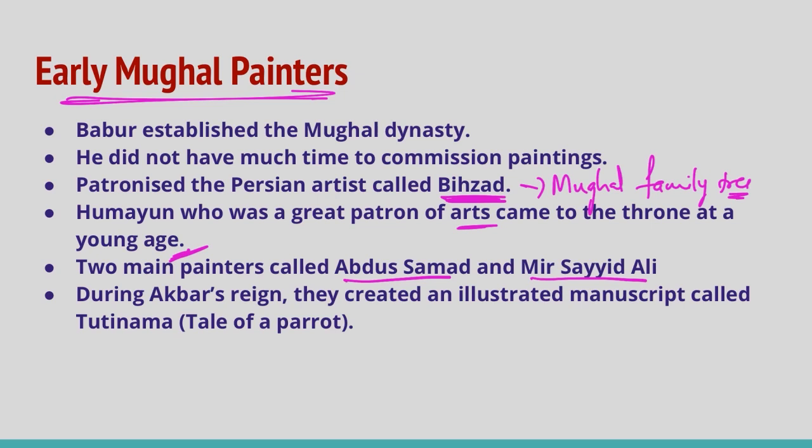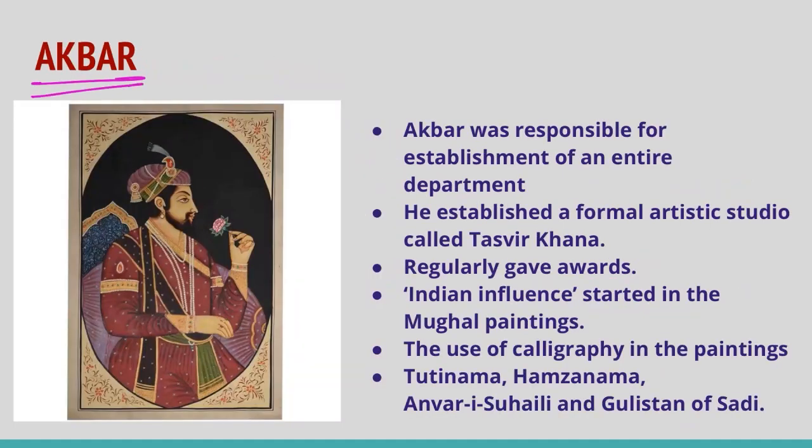These artists were responsible for bringing Persian influence in Mughal paintings, and they created many successful illustrated albums. During Akbar's period, they created an illustrated manuscript called Tutinama, which means tale of a parrot. Akbar was responsible for the establishment of an entire department devoted to paintings and the scribbling of his documents.